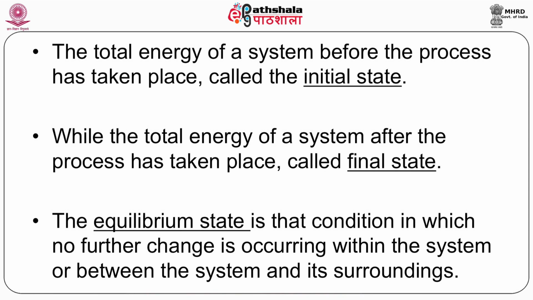Now, the total energy of a system after the process has occurred, whether it is a chemical reaction, a mixing, or any kind of equilibrium that is reached, is called the final state. So you have to remember the initial state, the final state and the equilibrium state. The equilibrium state is that condition in which no further change is occurring within the system or between the system and its surroundings. So, these are the three states of the energy: the initial, final and equilibrium.